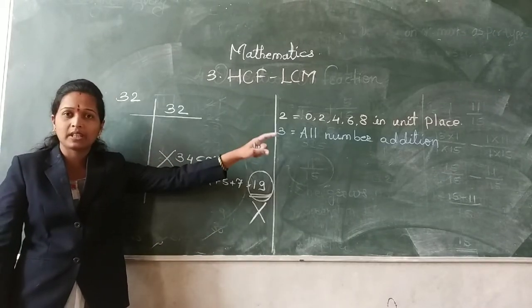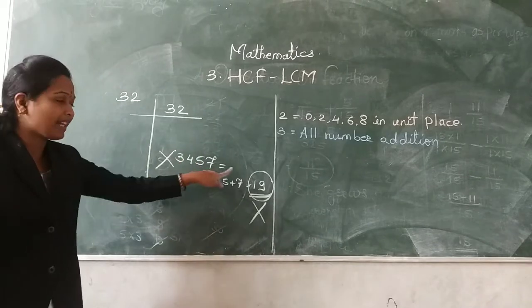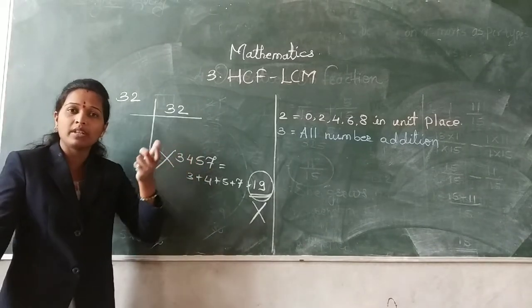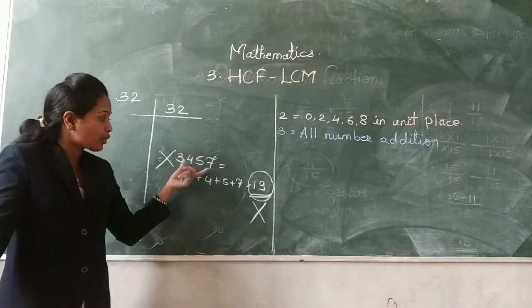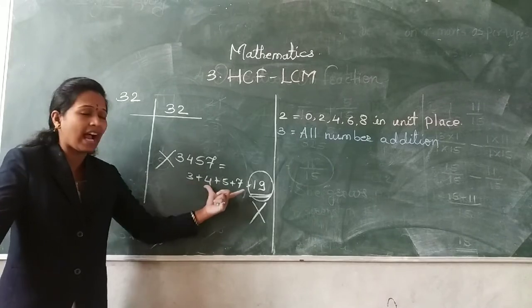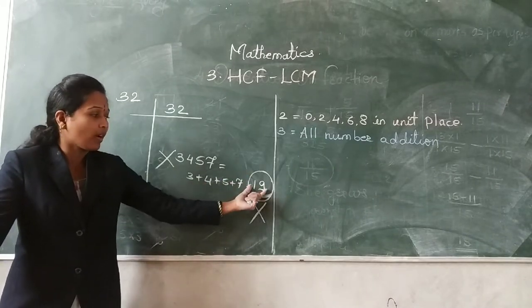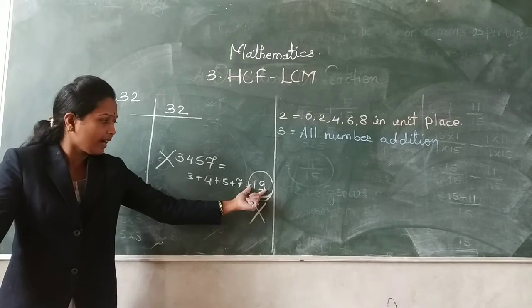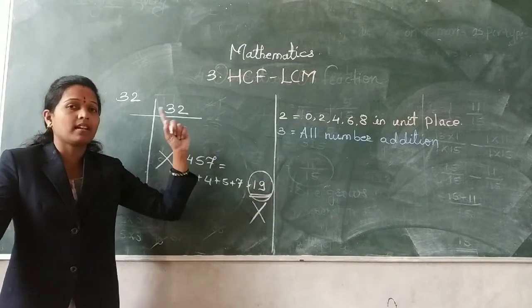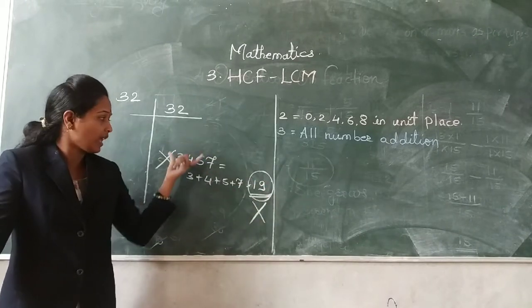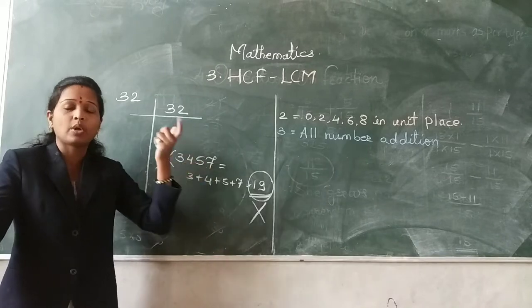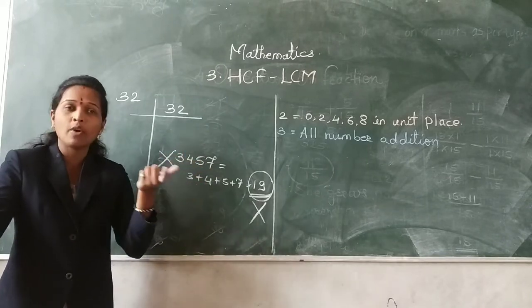This is the test of 3 and the test of 9. The same test applies. Whatever number is given, even a 7-digit number, you can find out from this: do the addition of all the digits and get the sum. If that sum occurs in the table of 3, that means the whole number, whether 5-digit, 6-digit or 7-digit, occurs in the table of 3.